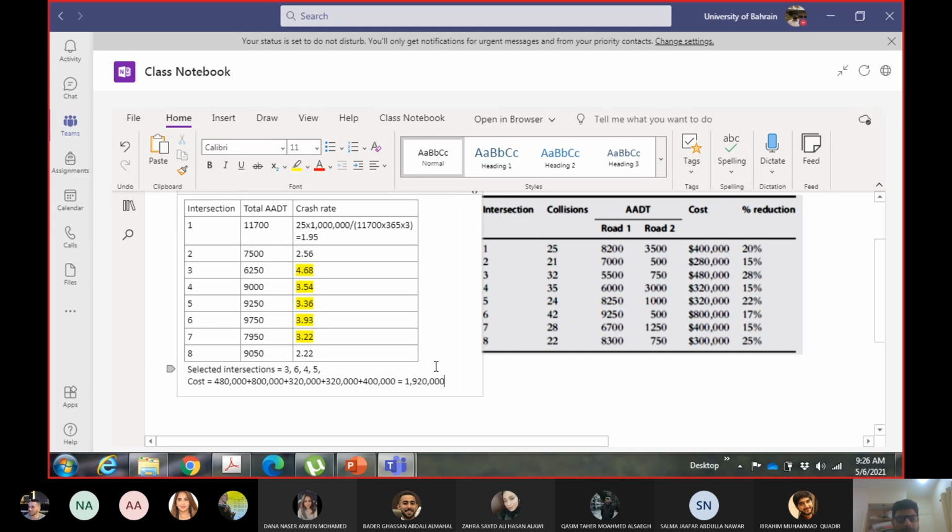How much will this be? 2,320,000. Yes. Okay, so I'm going over the budget, right? I'm going over the budget. Now, so if I select site number 7 as well, I am going over the budget. How much you said? 2 and 320, right?